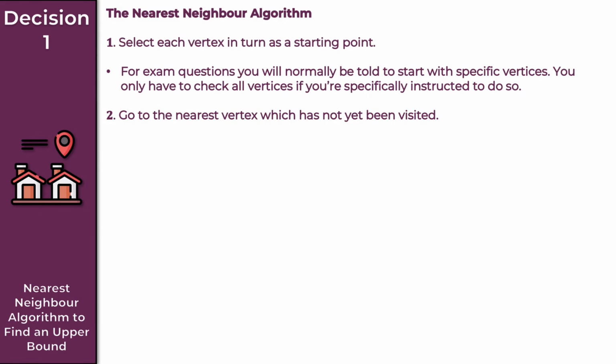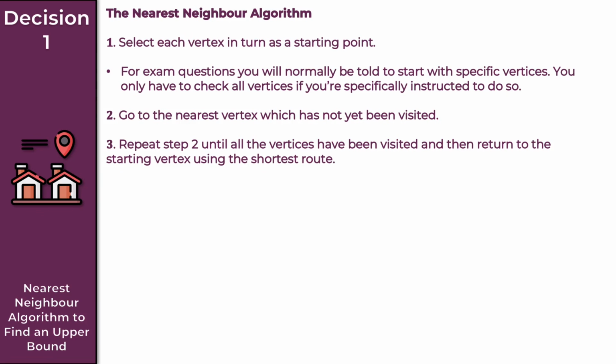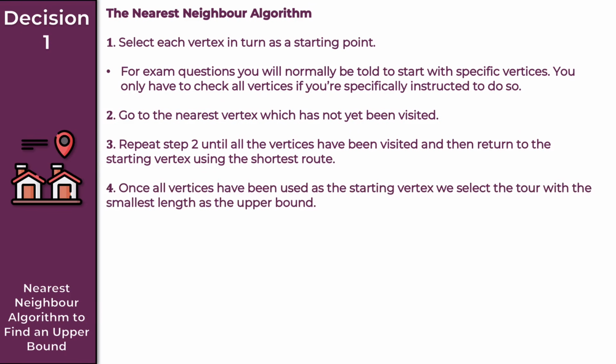For step two, we go to the nearest vertex which has not yet been visited. For step three, we simply repeat step two until all the vertices have been visited and then return to the starting vertex using the shortest route. For step four, once all the vertices have been used as the starting vertex, we select the tour with the smallest length as the upper bound.